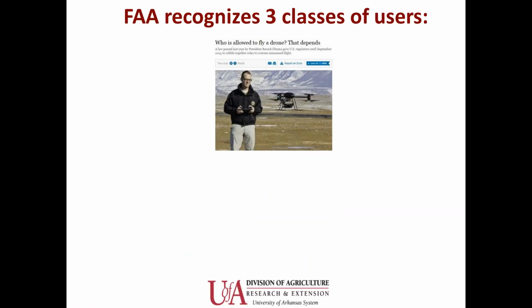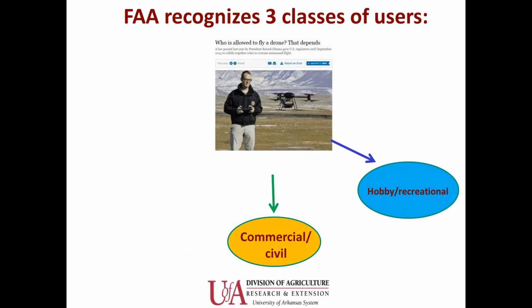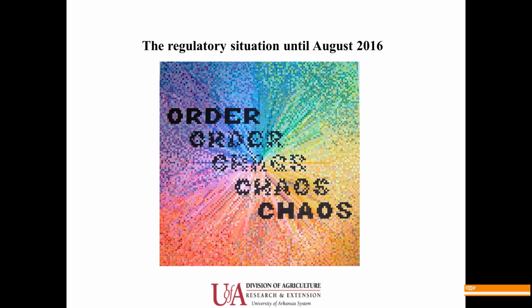To start with, the FAA recognizes three classes of UAS users. The first is hobby or recreational. The second is civil, or what I call commercial. And the third is public. There is no one that would deny that the regulatory situation surrounding sUAS use has been extremely chaotic. However, with the release of the permanent rules for commercial use on August 29th of 2016, things are clearly improving.